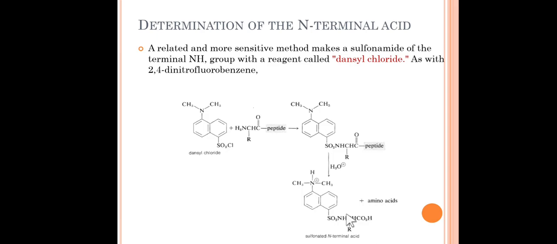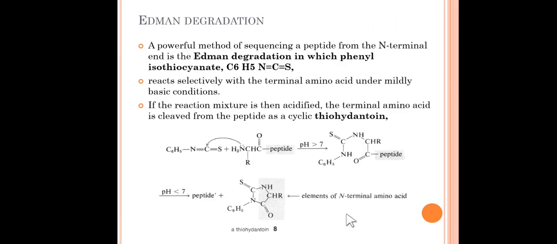Okay, so this is the second method, but again this method has a similar disadvantage, that the total peptide is destroyed in the process. So the most powerful and most commonly used method for the sequencing of a peptide from the N-terminal end is the Edman degradation. Okay, this is the Edman degradation in which phenyl isothiocyanate is reacted with the N-terminal amino acid in a mildly basic condition.